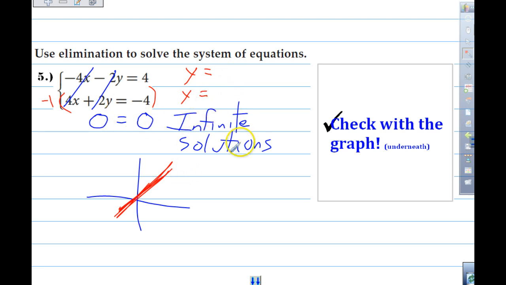So when you see this infinite solution, we want to know graphically, if we solve for slope-intercept form, it's the same exact thing. 100% the same.